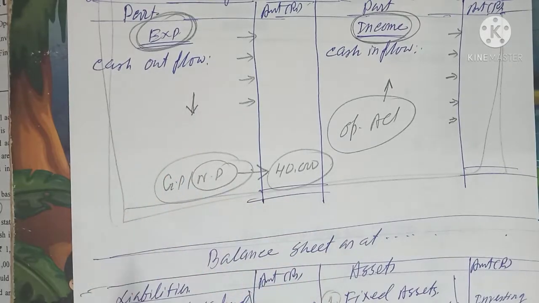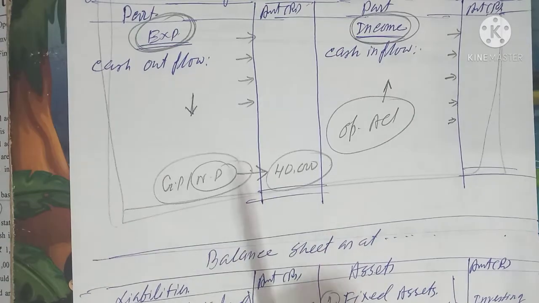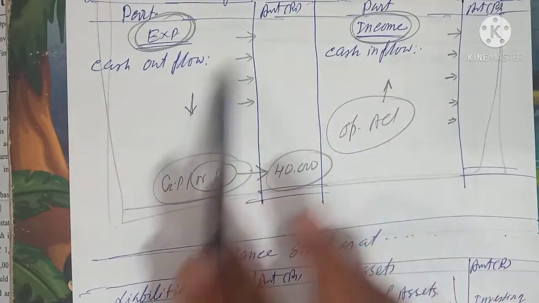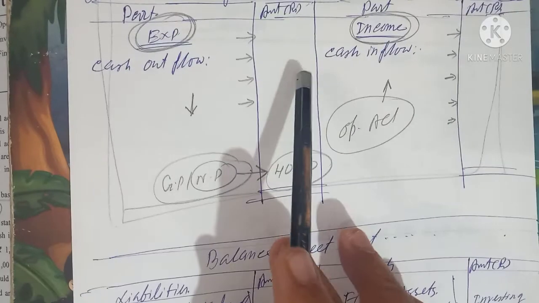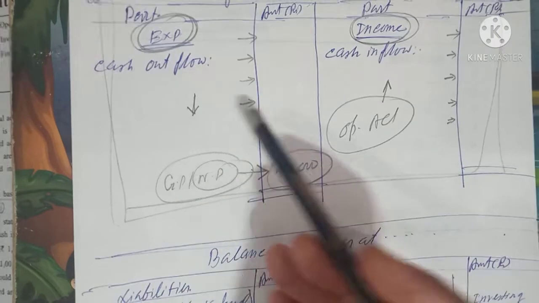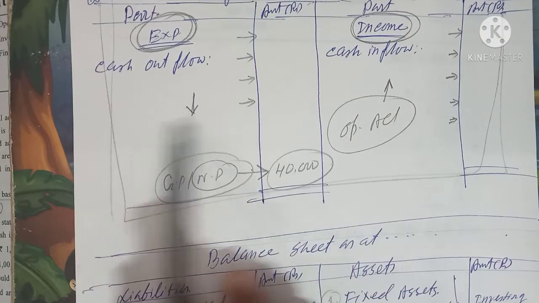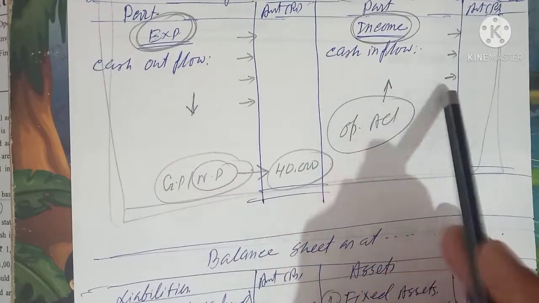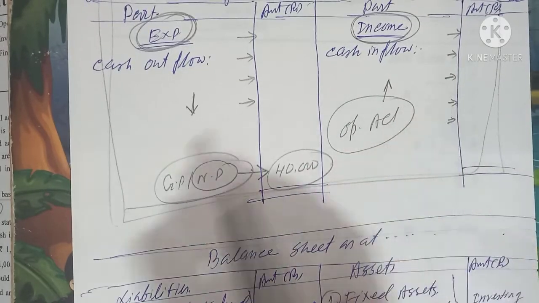But exceptional cases are there. Not all, but most of the transactions. Operating activity means that you are operating the business. Operating means you are dealing. For dealing in this business, the expenses you incur mean cash is going out, and the income you get means cash is coming in.